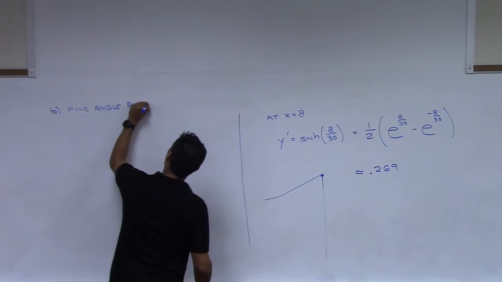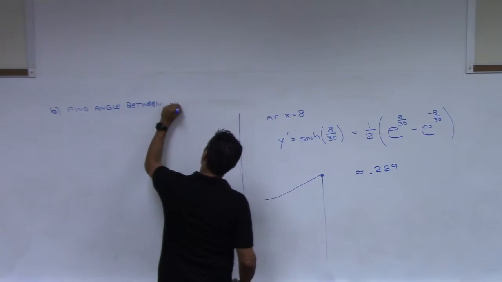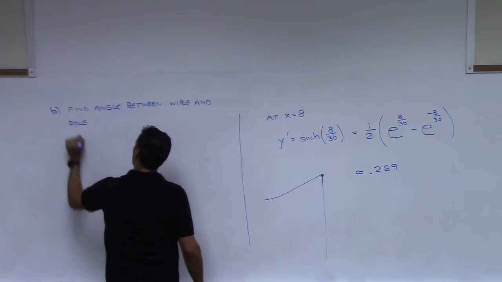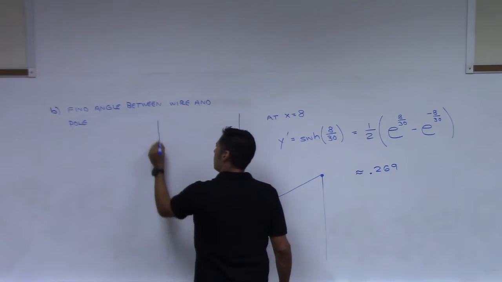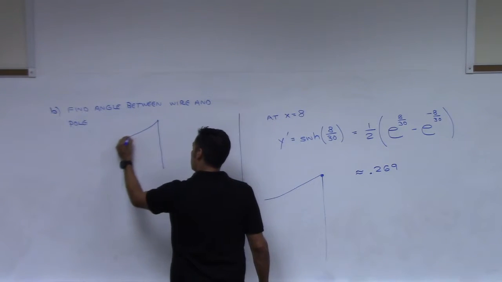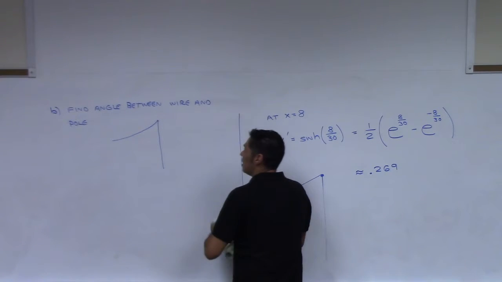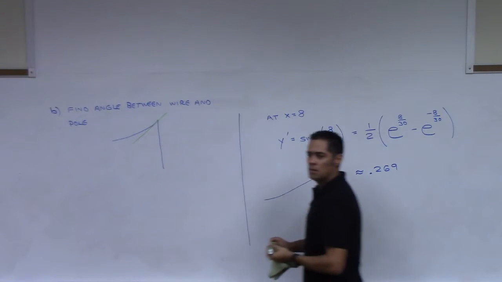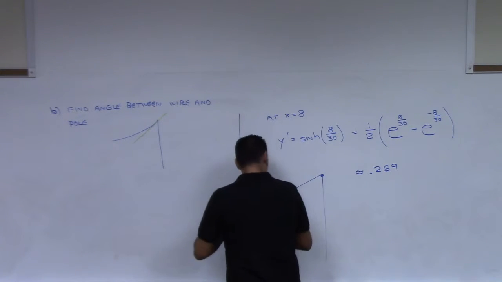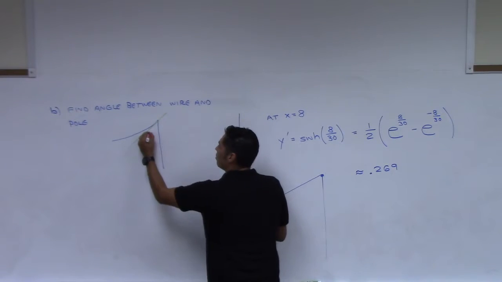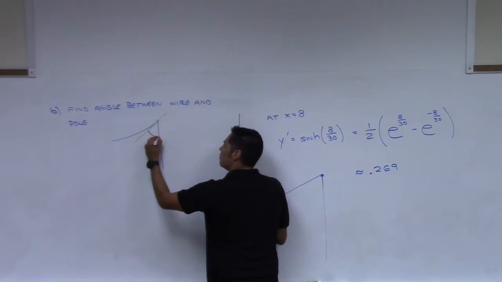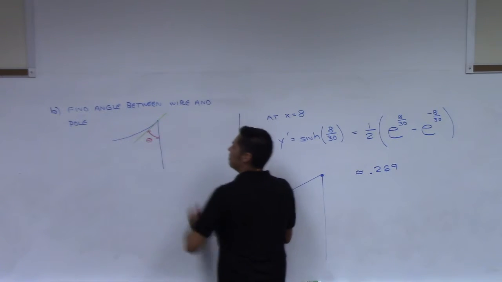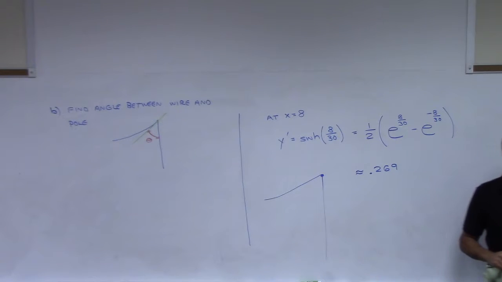between wire and pole. So this is what I mean. Here's the pole. Here's the wire coming in. And what we're imagining is that tangent line that's coming through here. We found the slope of that tangent line, right? And what we would like to find now is the angle right there between the wire and the pole, which we'll call theta. That's what I'd like to know. Make sense?